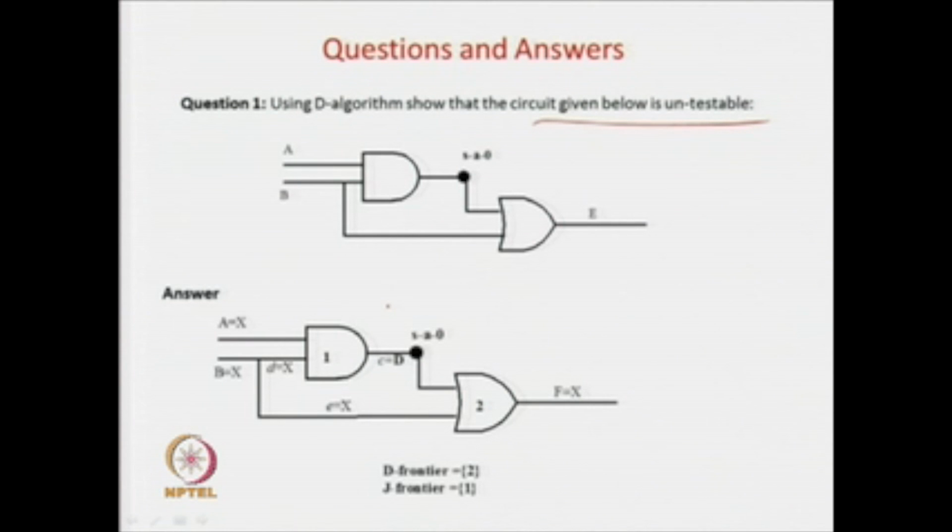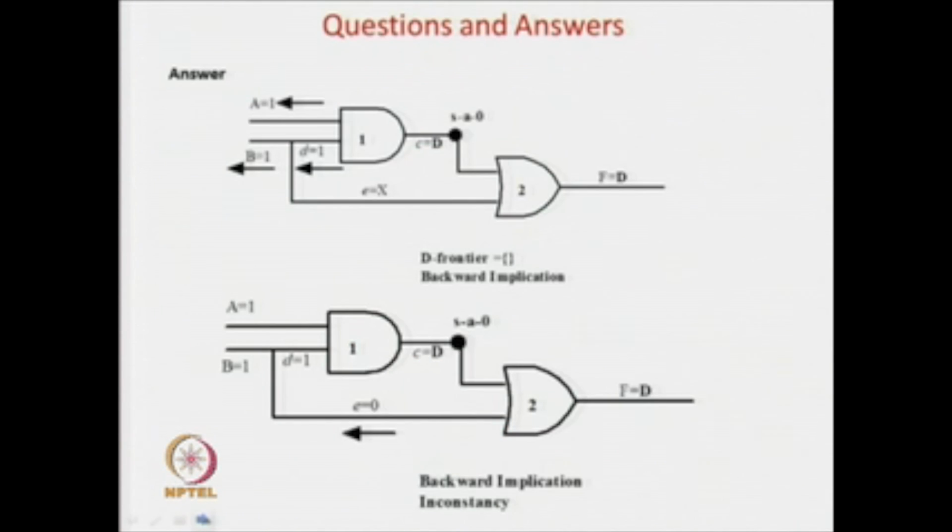So, this is stuck at 0, you have to apply a 1, so the value of D will be there. Now, what is the D frontier over here? This will be the D frontier, because this is the only gate through which your fault effect can be propagated, and we know that the output is a 1. And the 2 inputs of the AND gate are XX, so this one will become your J frontier. So, 1 is the J frontier, 2 is the D frontier.